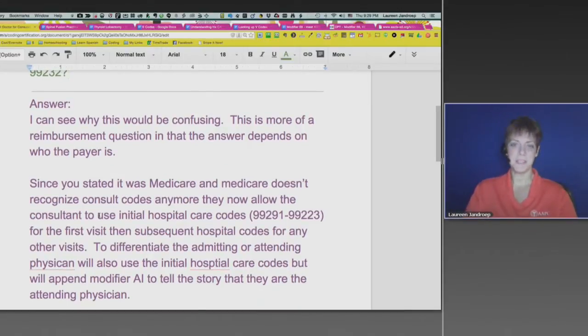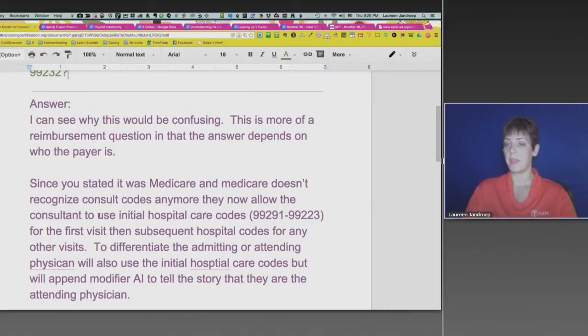What CPT says to do is different than what CMS tells us to do in this case. So CMS does not recognize consults. So when they stopped recognizing consults, what they ended up doing is they allowed physicians that were doing consults to use the initial inpatient hospital codes. That was not allowed previously.